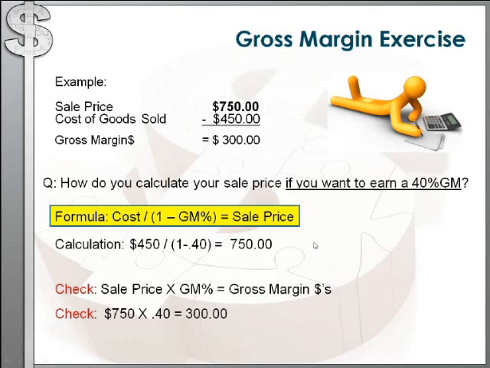What I would suggest is write down this formula. Cost divided by 1 minus your gross margin percentage equals your sale price. I think this is the elusive point where many small business owners believe that gross margin is difficult to calculate.